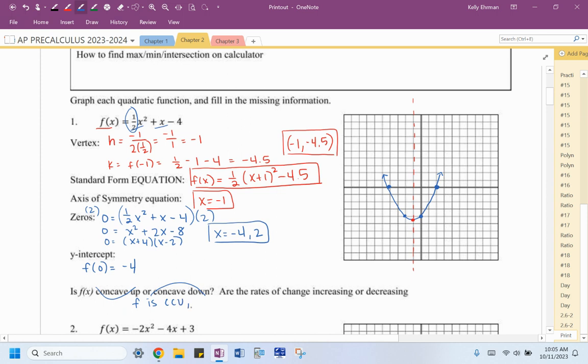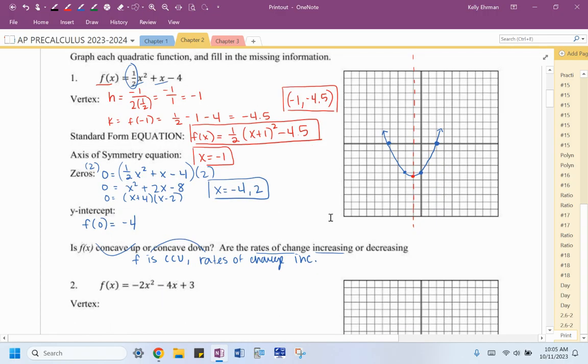Anytime a function is concave up, that means that the rates of change are increasing. If you can remember that, if you can kind of drill that into your memory, that's going to be really helpful when you get to calculus next year too. You can test that theory, by the way, figure out some slopes and just verify that the numbers for the slopes are increasing. They're going from negative to 0 to positive. Those numbers are increasing.